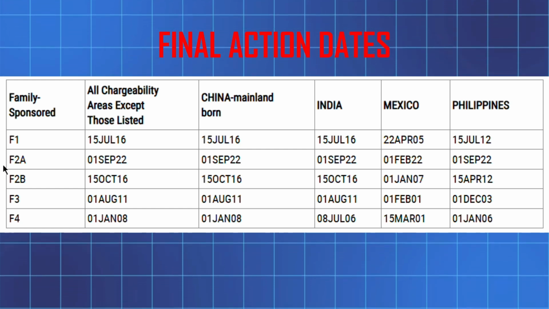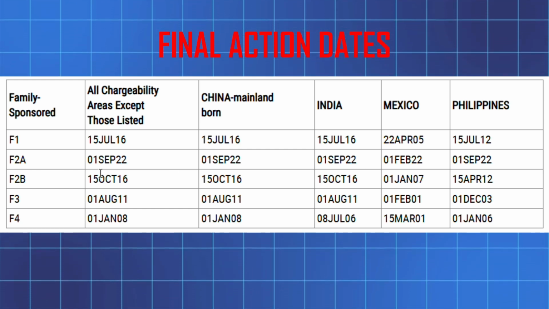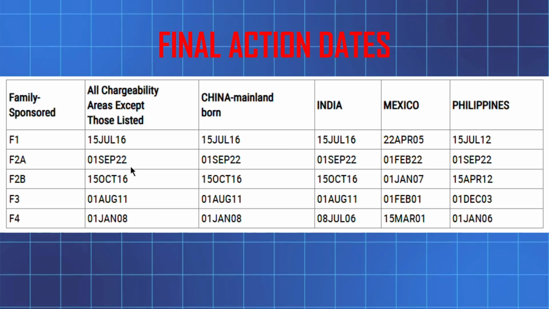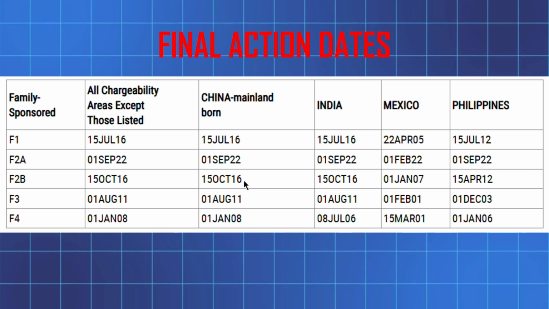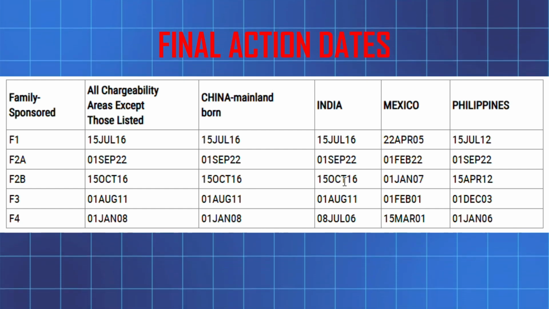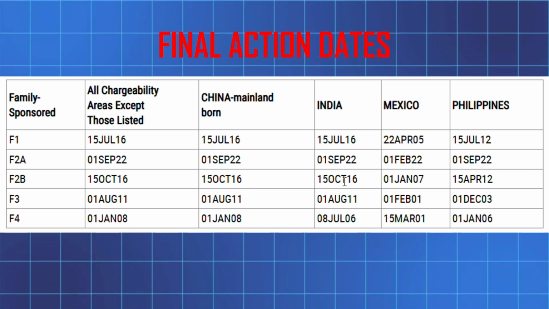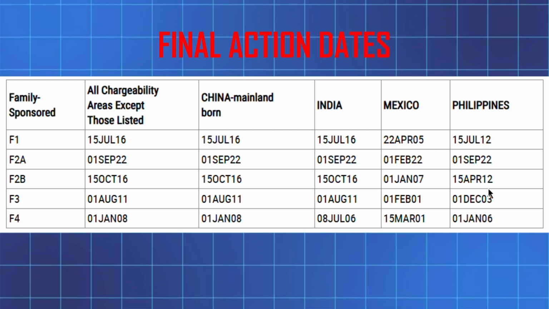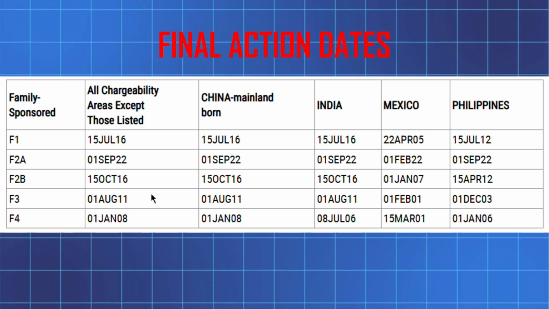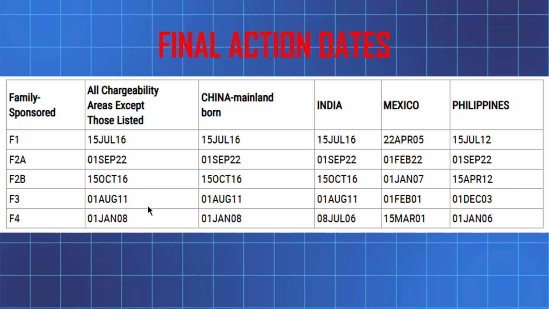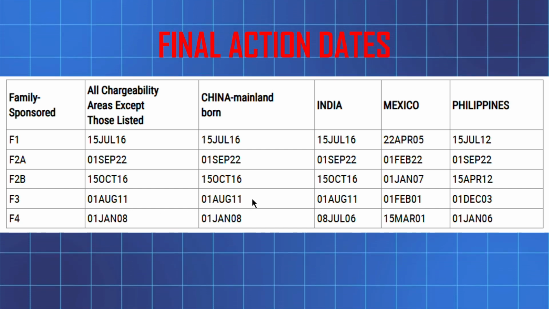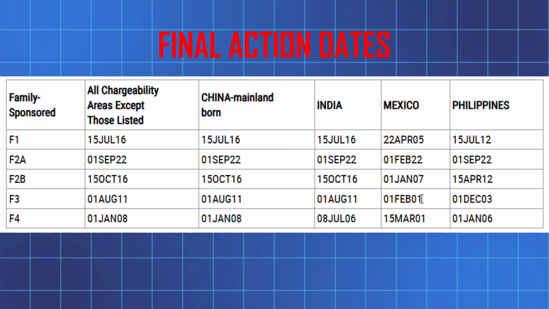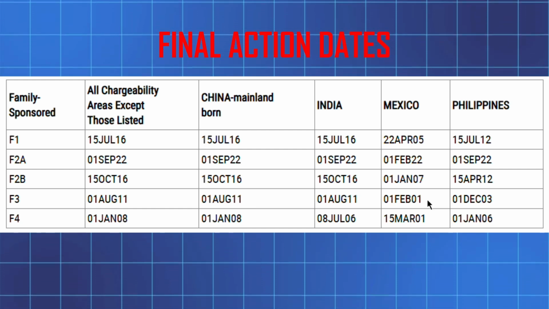If you're F2A category, most of the time they're all the same date, as you can see here, September 1st, 2022. And then F2B, you check right here. From India, it's October 15, 2016. From the Philippines, it's April 15, 2012. F3 category, if you're from China mainland born, it's going to be August 1st, 2011. If you're from Mexico, it's going to be February 1st, 2001.